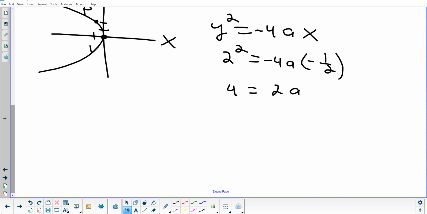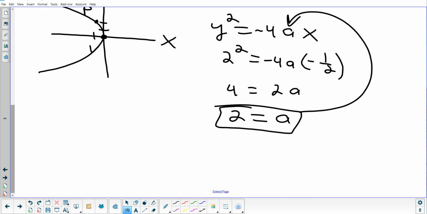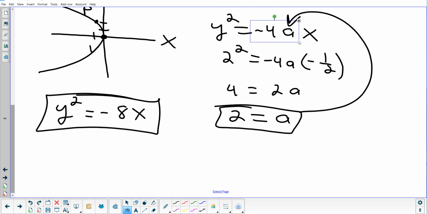4 equals 2a, and you multiply that out. So what's a in this case? Yep, 2. Now, go back, fill this in, and write your final answer. Just like when you do y equals mx plus b, you always leave the x and the y in the final answer. Do the same thing here. So the final answer is y squared equals negative 8x. And that's the equation.